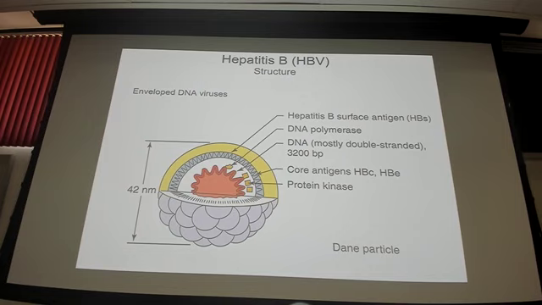On the genome, the double-stranded genome, which is pretty small, 3,200 base pairs, it's a tiny genome. It has core antigen protecting the nucleic acid, and it also has this E antigen, which it can secrete outside of the virus particle. So you can actually raise antibodies not just against surface antigen, you can raise antibodies against E antigen as well. This particle is called a Dane particle.